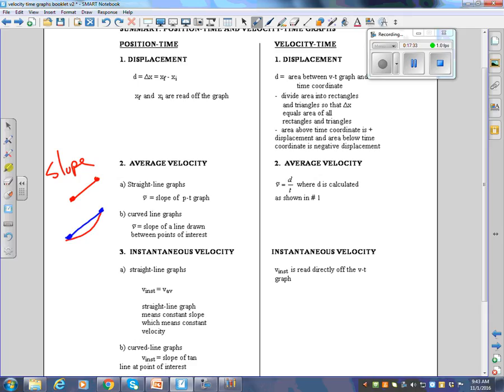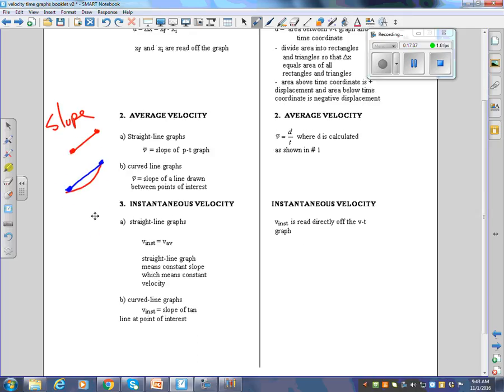That's average velocity. If it's instantaneous velocity and it's a straight line, we're talking about a single point. So you find the slope. If you're talking about a curved graph, that's when you do the tangent line. Make sense? Are you going to use this sheet as a resource? Oh, yes.